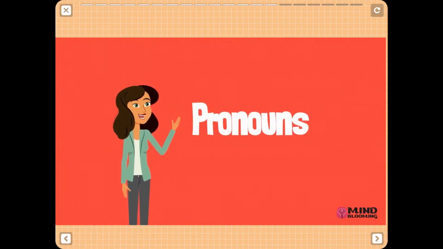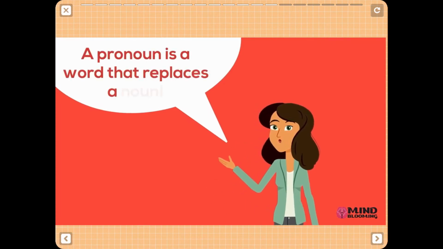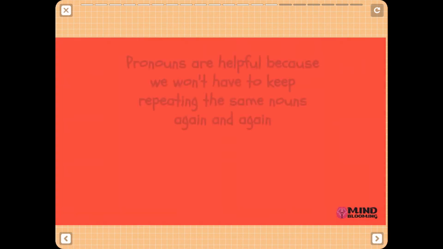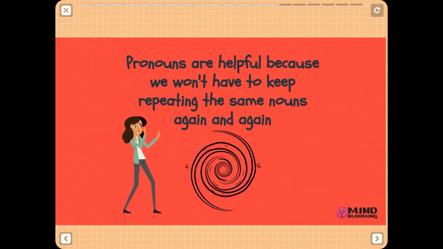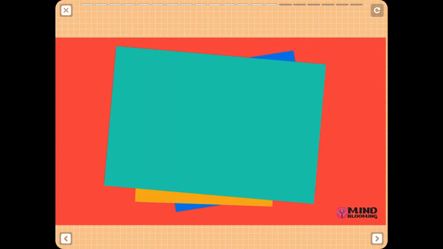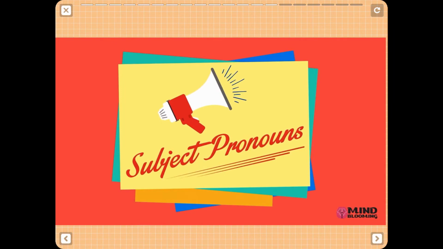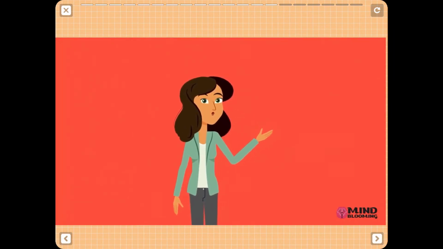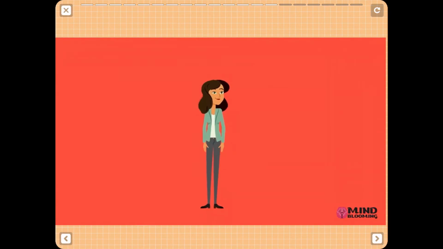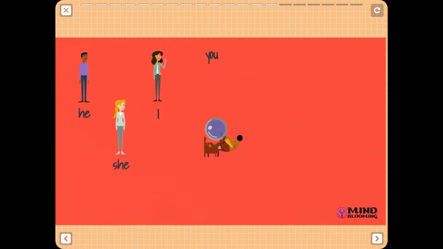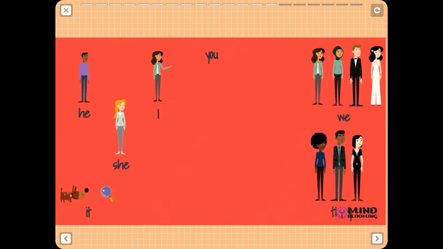Pronouns. A pronoun is a word that replaces a noun. Pronouns are helpful because we won't have to keep repeating the same nouns again and again. There are many types of pronouns, but today we're focusing on subject pronouns. So let's take a look at all the pronouns that can replace the subject in a sentence. Subject pronouns are I, you, he, she, it, we, and they. Notice that I, you, he, she, and it are used to replace singular nouns, while we and they are used to replace plural nouns.